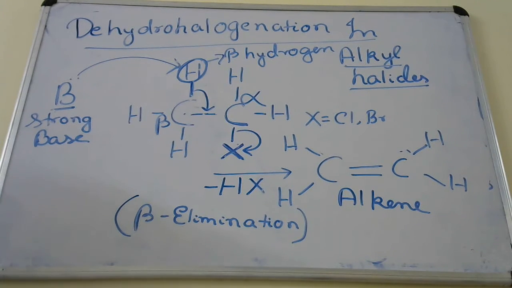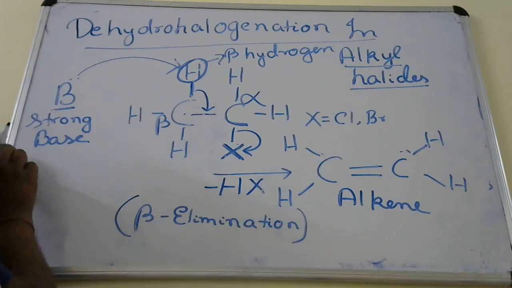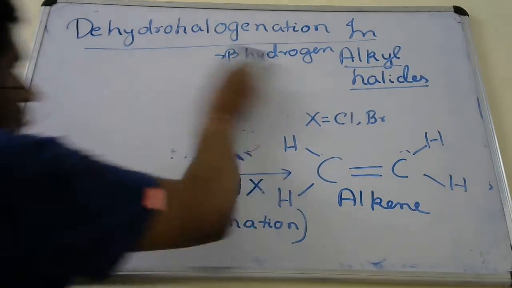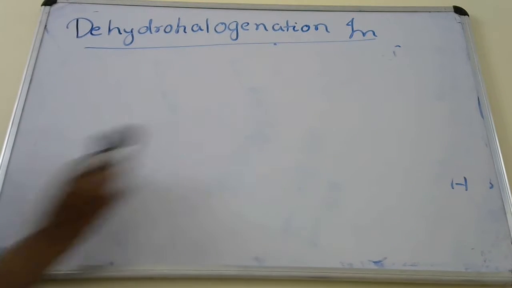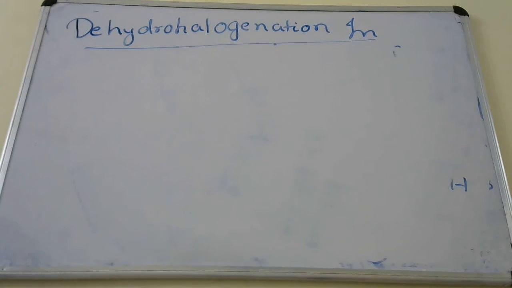Next, what will happen if there are two beta carbons, or two beta hydrogens? What will happen there? Let us see. Let us take a molecule like this.